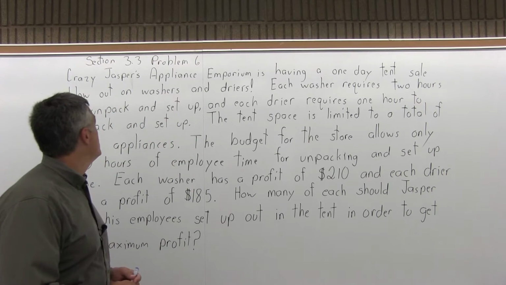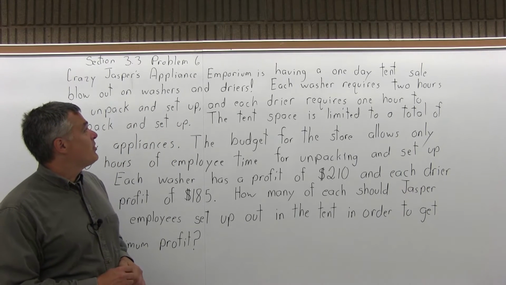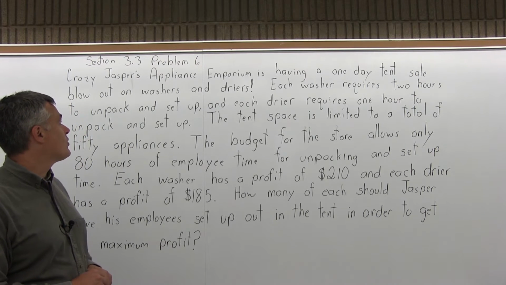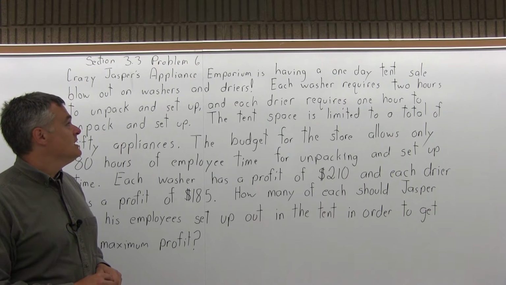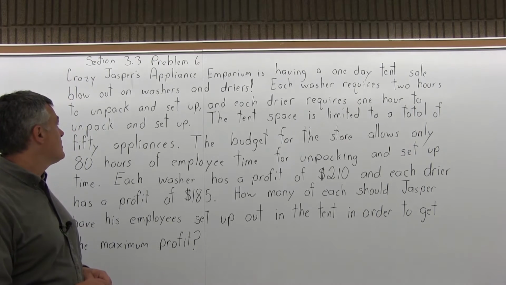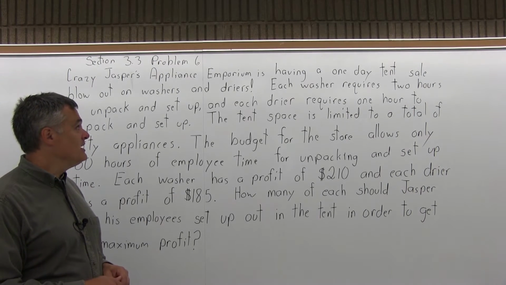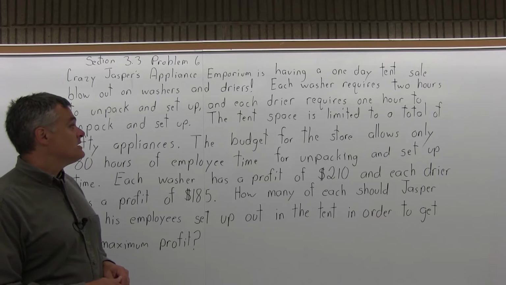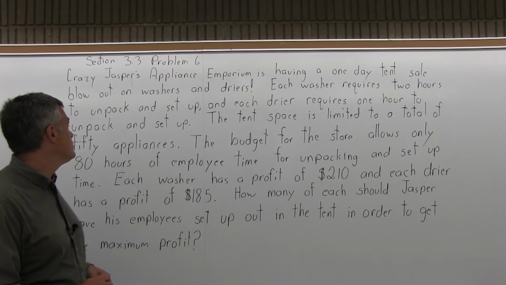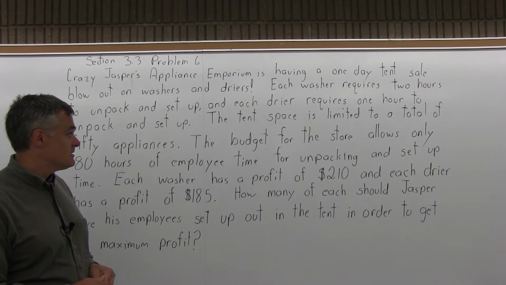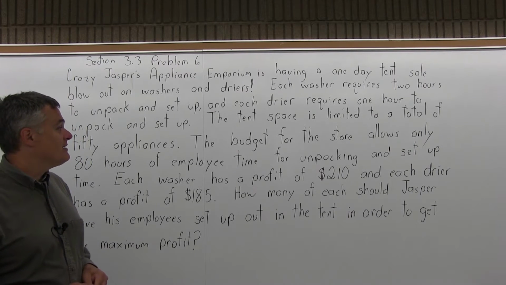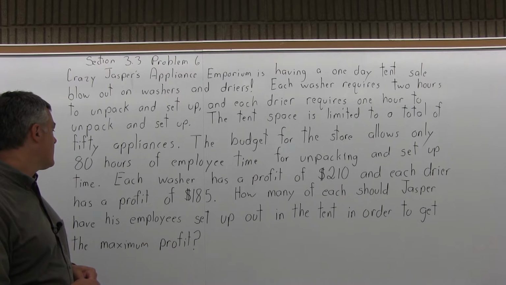It says, Crazy Jasper's Appliance Emporium is having a one-day tent sale blowout on washers and dryers. Each washer requires 2 hours to unpack and set up. Each dryer requires 1 hour to unpack and set up. The tent space is limited to a total of 50 appliances. The budget for the store allows only 80 hours of employee time for unpacking and setup time.